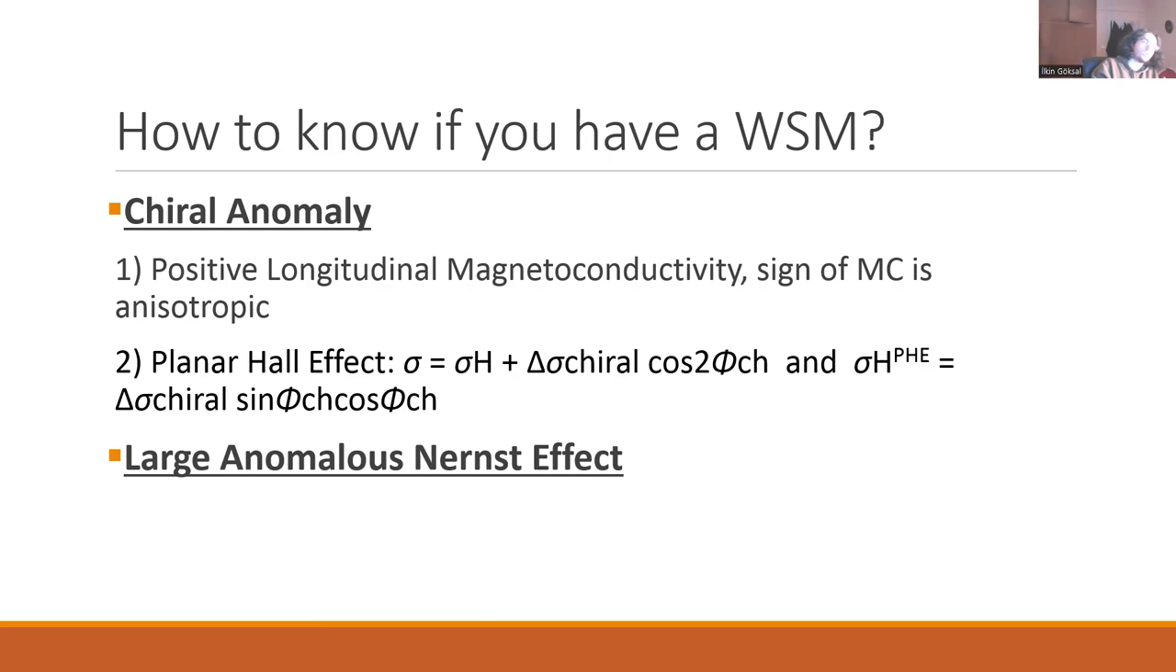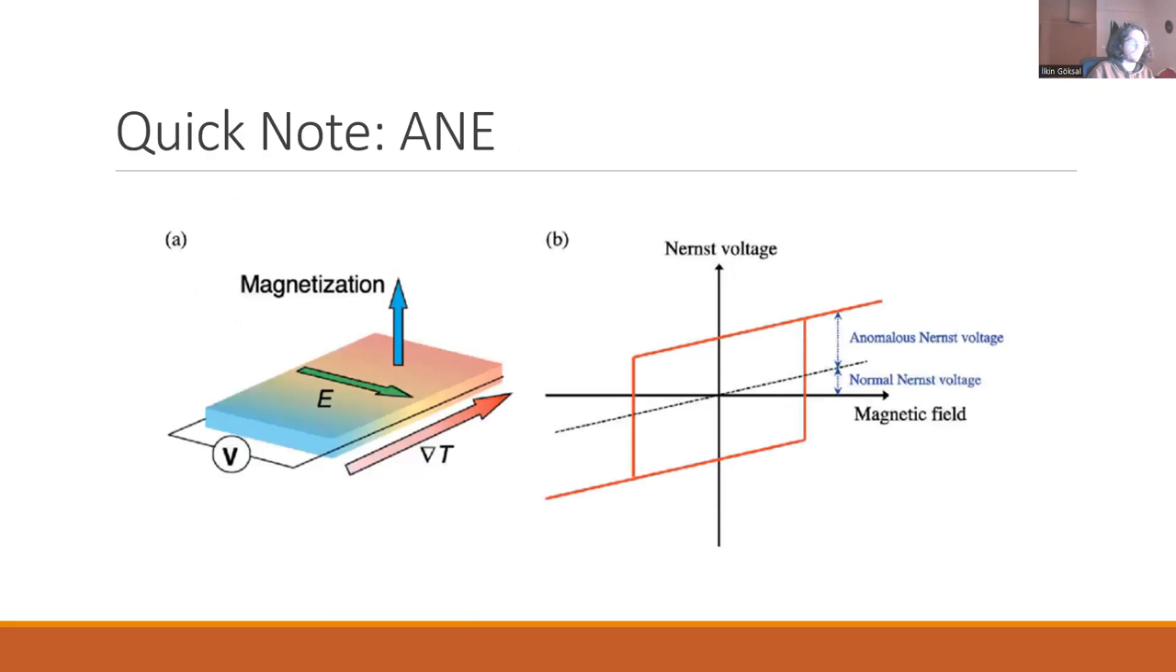You should also observe a very large anomalous Nernst effect to show that you have a Weyl semimetal. And a very quick note, just a pinch of knowledge for those who don't know what ANE is: it's basically an electric field and thermal gradient inside a magnetized material, and obtaining voltage from this material. This is a thermal gradient effect on magnetization, which creates a potential. You can just imagine it like this.